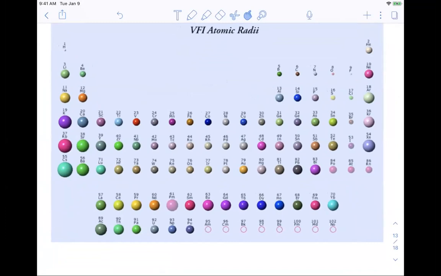The colors don't really mean anything, right? But let's look at a family, okay? Let's look at group 1, which is the family right here. What do you notice about the size of the atom as you go from top to bottom? This is an easy question. Gets bigger. Gets bigger, okay? I agree with you totally.